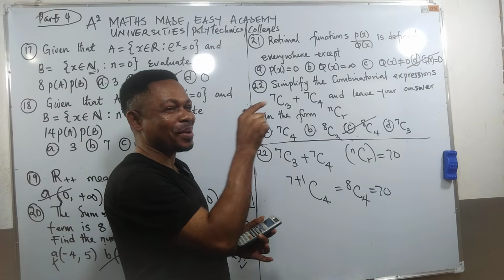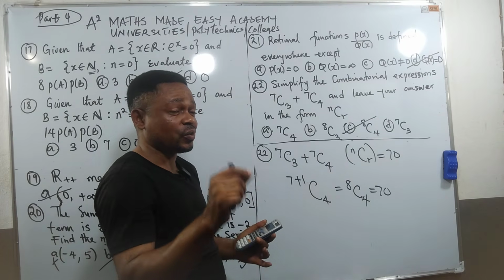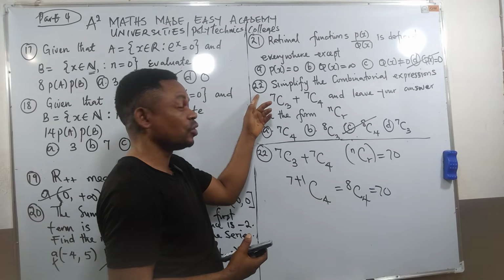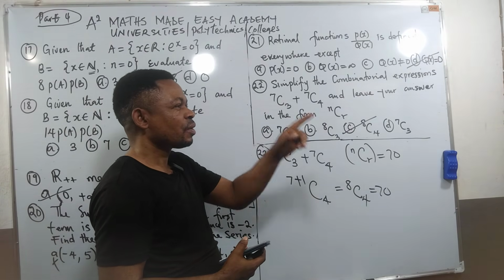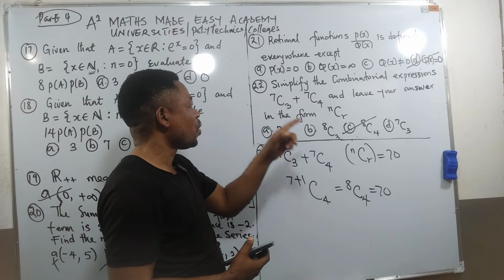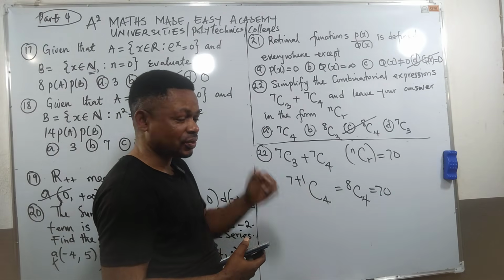This is my last video for part 4. Now expect my part 5. Remember I said I'm going to solve the first 100 questions. Now we stop at what? Number 22. So in my next video, which is part what? 5 of my video, we are going to consider from question number 23 to the end.